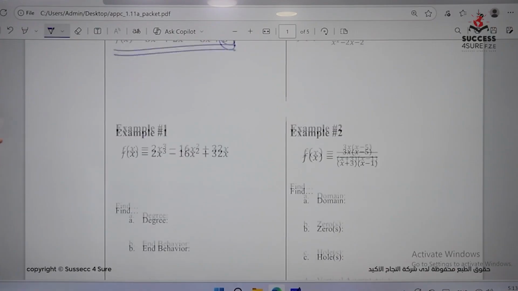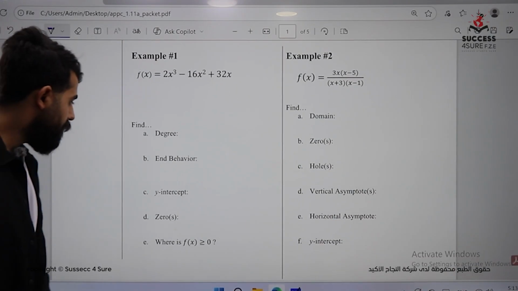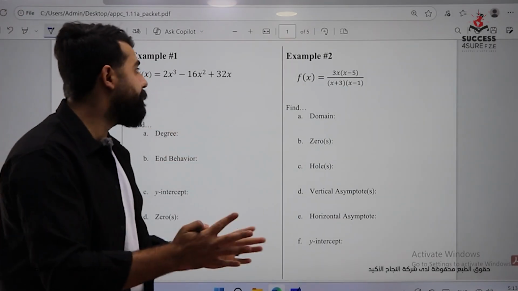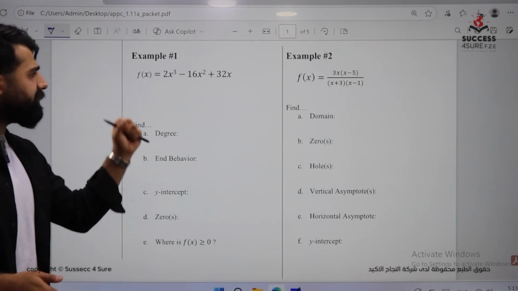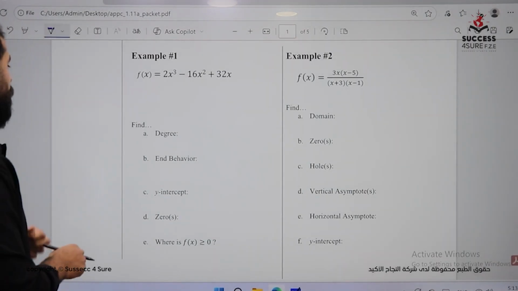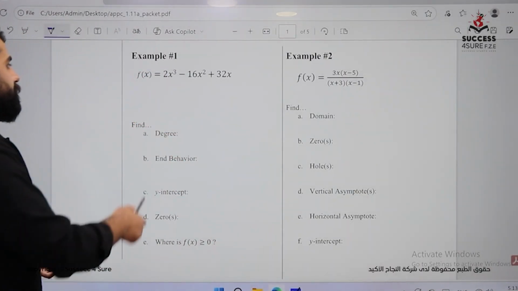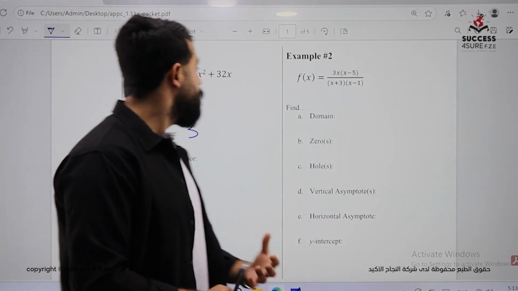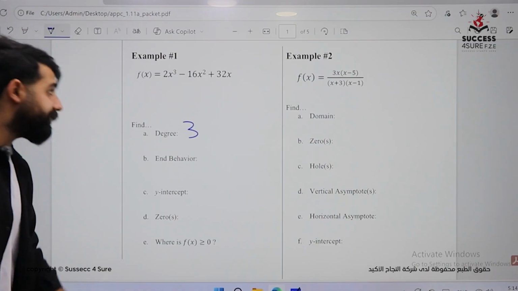Now, before starting our lesson today, we are going to revise the last thing that we talked about before, because it is something so important. So, we have this function in example number 1: 2x cubed minus 16x squared plus 32x. And we need to find the degree, where the degree is the highest power in the function, which is the 3 right here. And don't forget that we talked about something we call the leading coefficient, where the leading coefficient is the number behind that variable, which is 2, but it's not required right here.